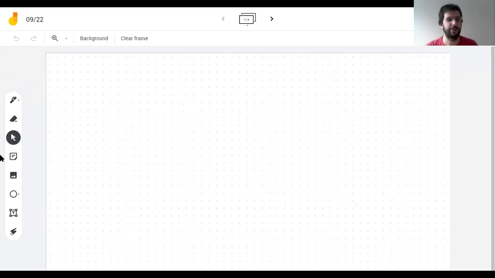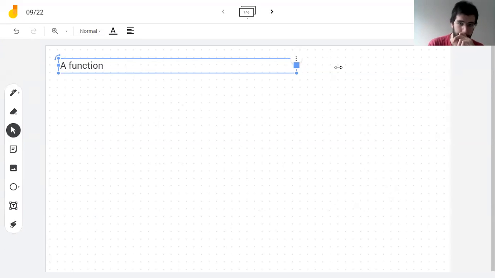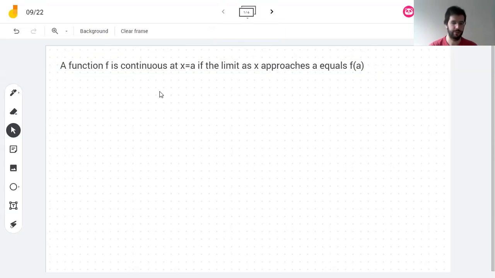Okay, so we were talking about continuous functions. I'm going to remind you what I said yesterday. A function is continuous at a point if the limit as x approaches this point equals the value of the function. So if either the limit or the value doesn't exist, then the function cannot be said to be continuous. And if they both exist, then it's continuous when they're equal.